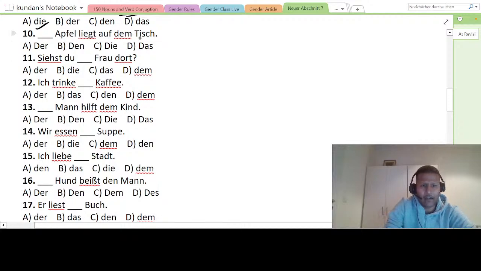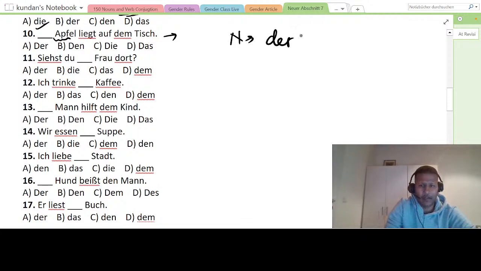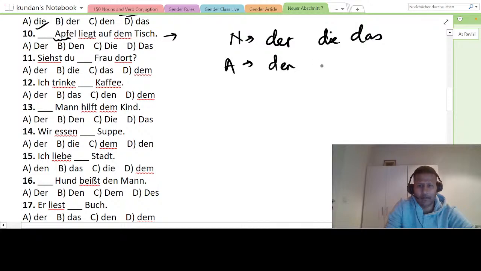Der Apfel liegt auf dem Tisch. So what is the subject? Apfel. That is lying on the table. So what will be the answer for this one? I'm just putting it here. Der, die, das in nominative. In accusative, the masculine will become den, and the remaining will remain the same. Masculine, feminine, and neutral. And plural will be die and die.